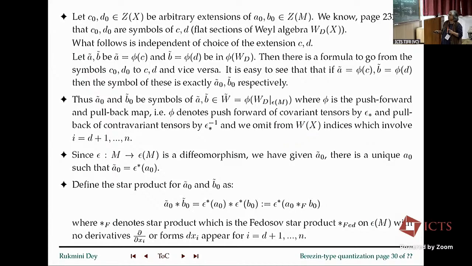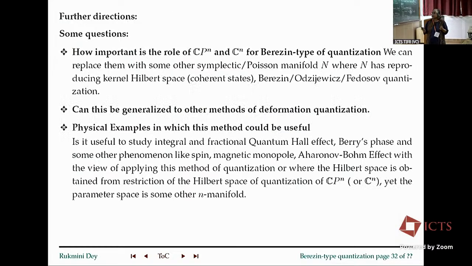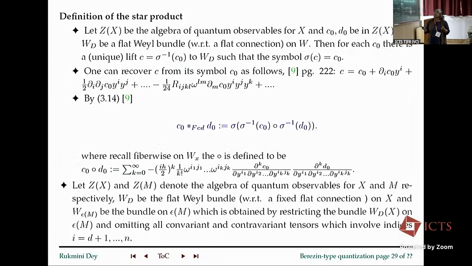So this is the star product, and it is a little bit huff and puff, but we can actually show that it also satisfies the correspondence principle. And associativity also follows from this. So the star product we have defined this way is associative, and also the correspondence principle holds. So this was Fedosov.